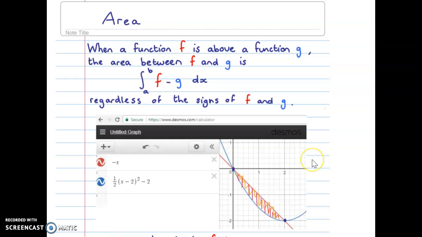The main thrust of this section is that to find the area between two curves, take the top function minus the bottom function as your integrand. And if you're going from the smaller to the larger endpoint, this will always give you a positive value. And area should be positive. This is a good thing.